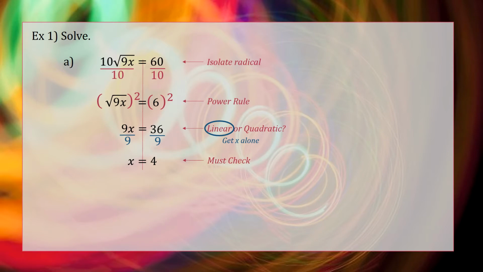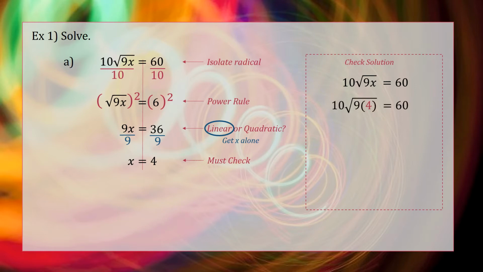We have to check it. So on the side of your paper, we check our solutions. We go back to the original problem of 10 times the square root of 9x equals 60. We find the variable x and replace it with the solution we think it is, which in this case we think is a 4. And so we start to simplify.